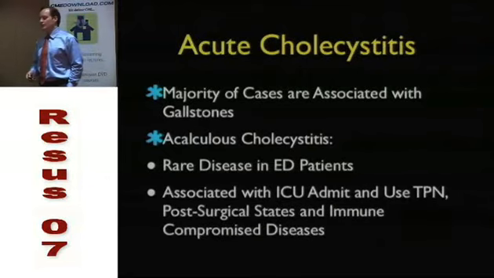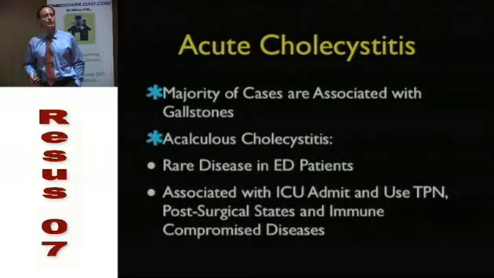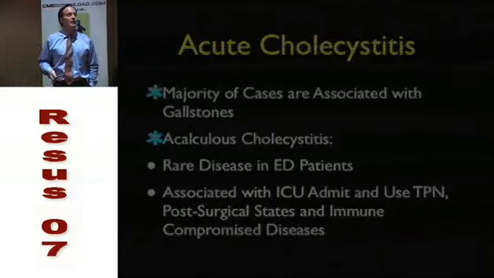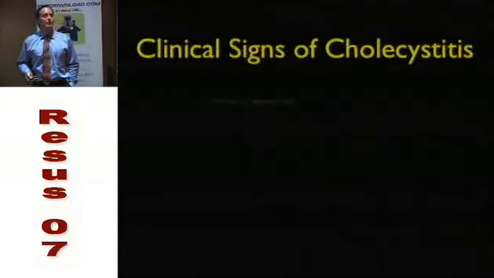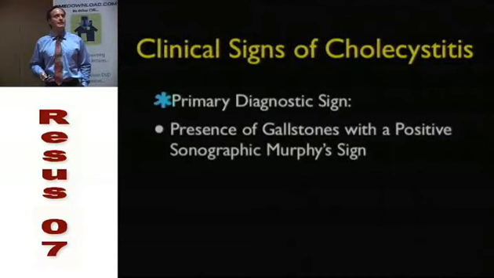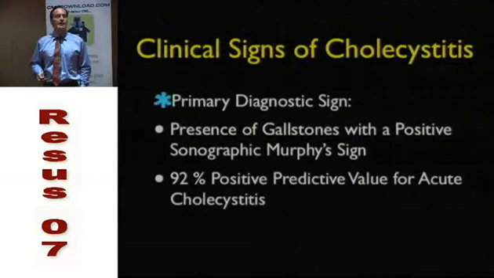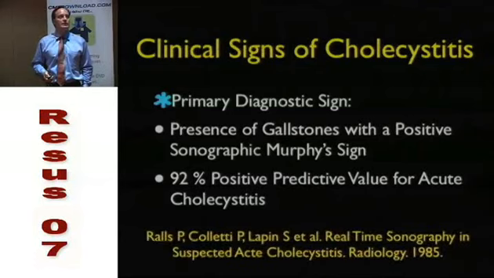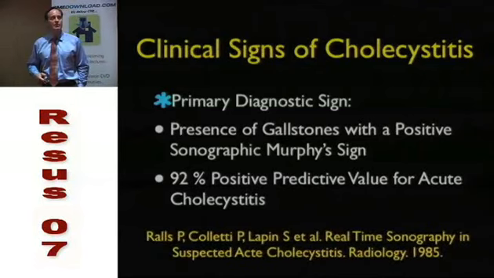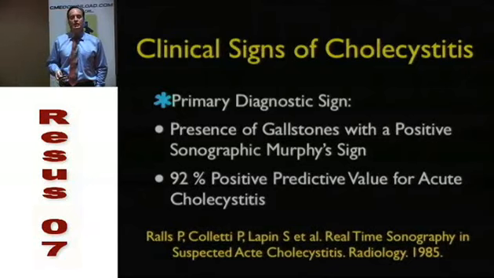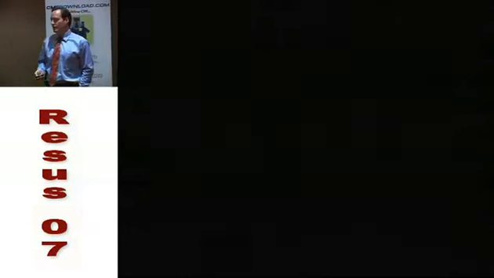You might see a patient who just was discharged from the ICU or an HIV patient, but pretty rare. Really, we're looking for gallstones. And what are we looking for in terms of cholecystitis? Well, the presence of gallstones with a positive sonographic Murphy sign gives a 92% positive predictive value for acute cholecystitis. This is an older paper, but one that I still think is very good. So 92%. Just when you push there, it hurts, and the patient has gallstones.